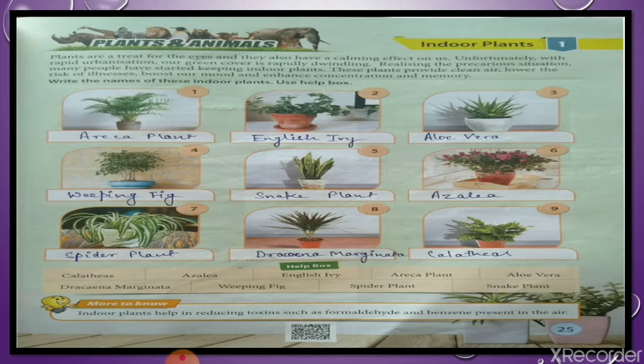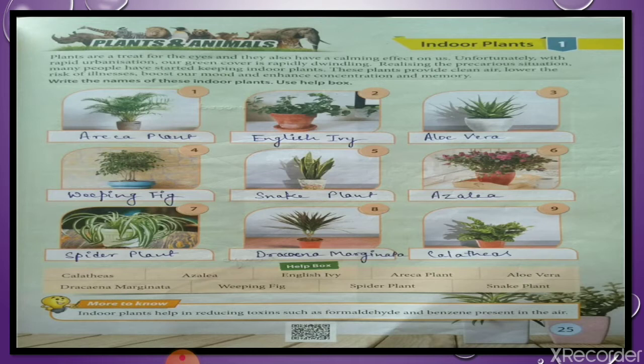So, here some plants are given. These are the indoor plants, and we have to write their names. So you can see the first plant. This plant is the Areca plant. This is an indoor plant which is used to clean the air, which provides fresh and clean air, and it gives more and more oxygen and reduces the dust level. And this plant is also known as golden cane.